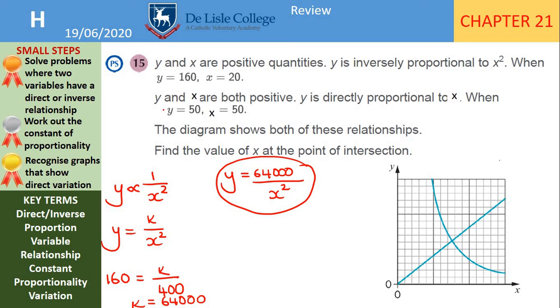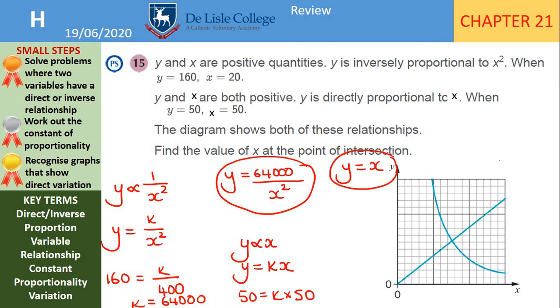So for the next part, y and x are both positive. Y is directly proportional to x, which is this line here. Remember, that gives me the formula y equals kx. Now I'm told when y is 50, x is also 50. So that must mean that k equals 1. So I've got the formula y equals x.